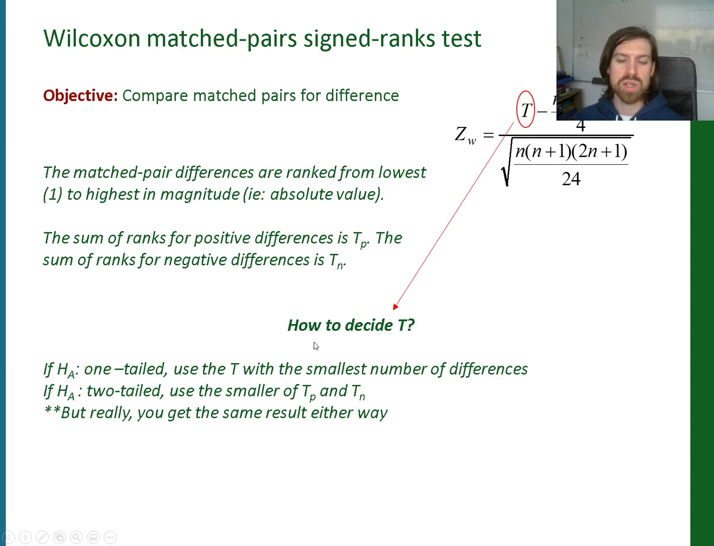But the problem is that you need to decide which one to use, which is correct. If your hypothesis is one-tailed, then you need to use the T with the smallest number of differences, so the smallest T basically. Whereas if you use the hypothesis which is two-tailed, you need to use the smaller of Tp or Tn, so the positives and negatives. I'm going to show you now how we calculate each of those.